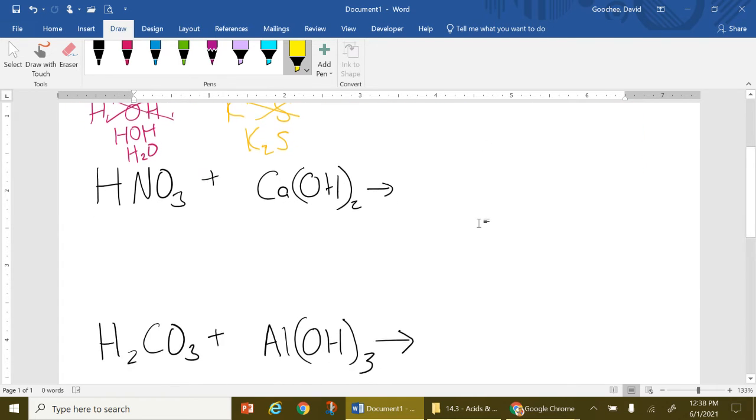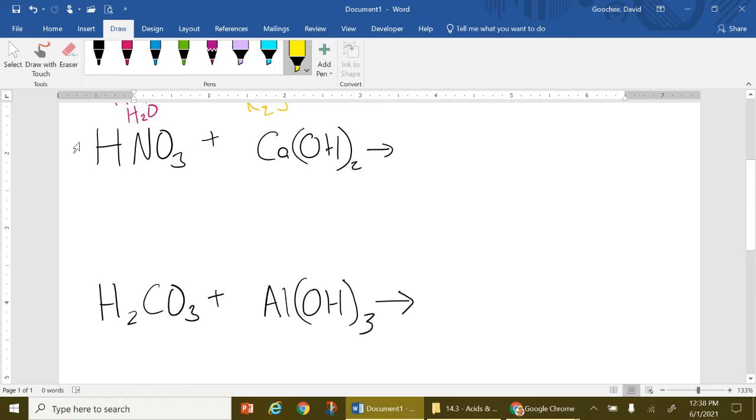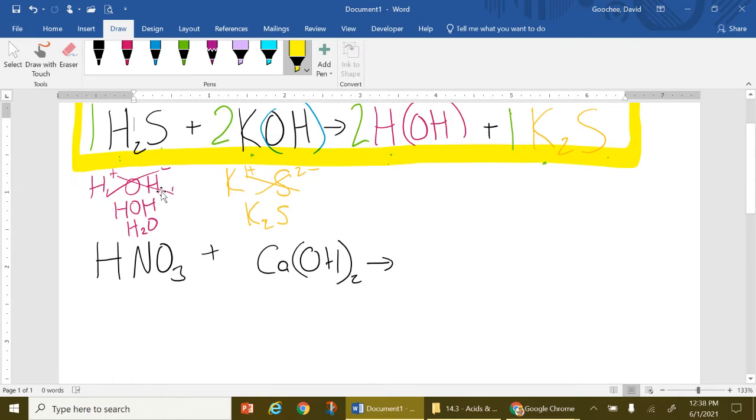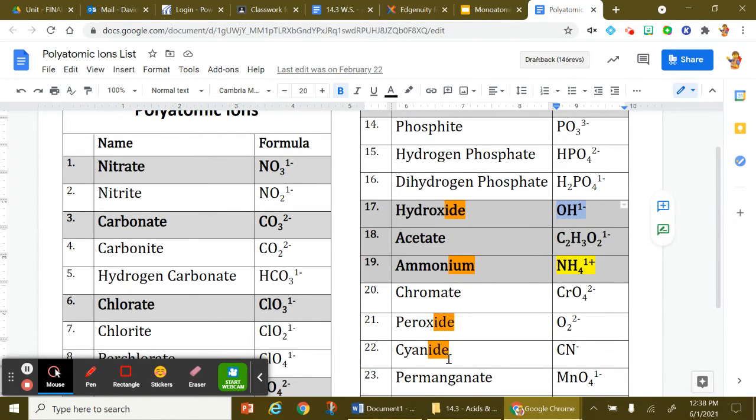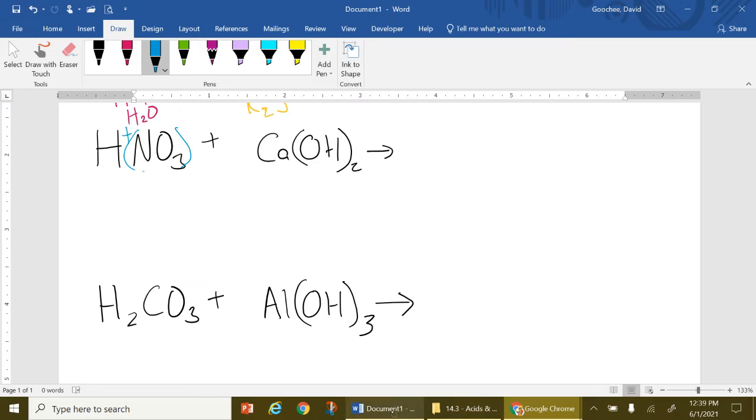Let's do another one. Next up we've got HNO3, nitric acid, and calcium hydroxide, Ca(OH)2. So let's start by identifying the charges. Hydrogen is still and always 1+. NO3, nitrate, let's look it up. Nitrate, NO3, has a 1- charge.